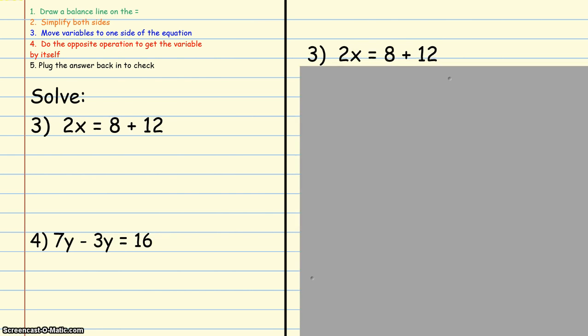Alright, let's step it up a notch. Number 3, we have 2x equals x plus 12. Again, I wrote the steps up here. You don't need to copy those down. Alright, drawing our balance line.